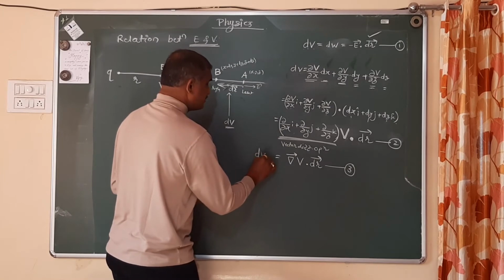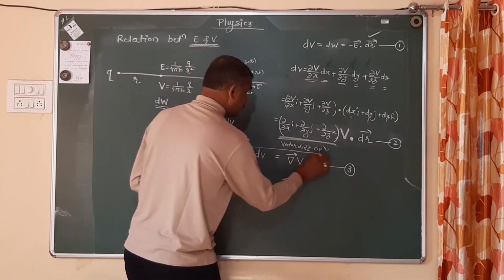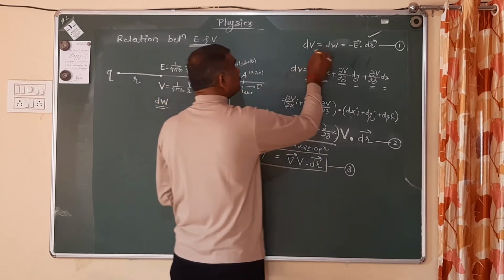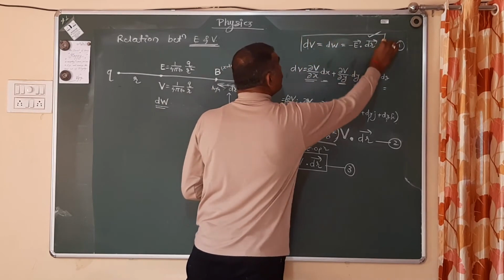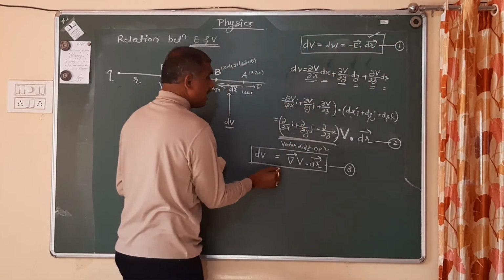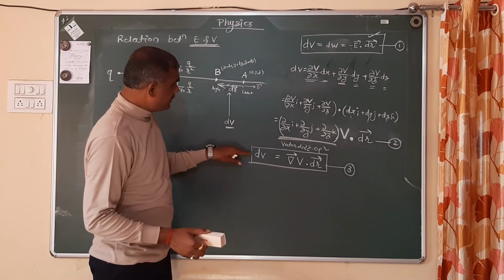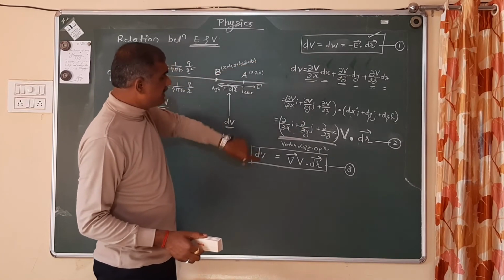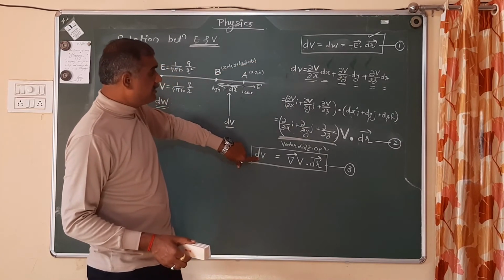This dV is equal to, now look at this. From expression 1 and expression 3, the left hand side is the change in potential dV, the change in potential or potential difference is dV.